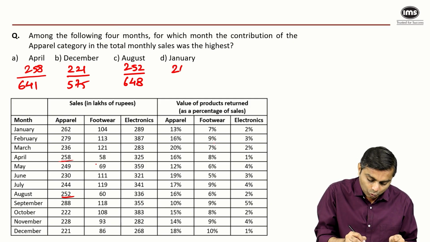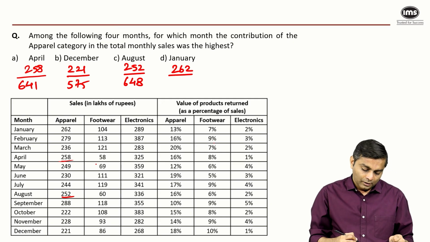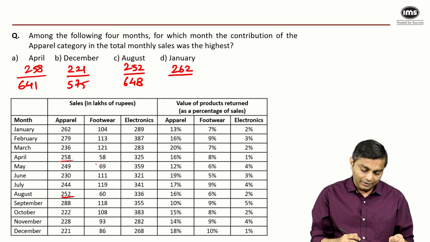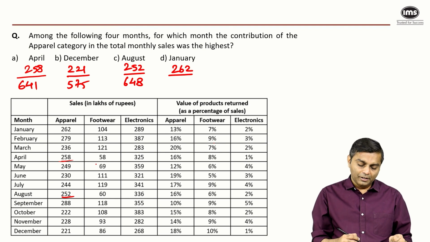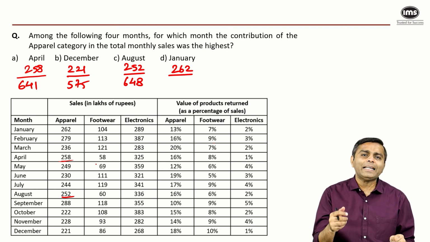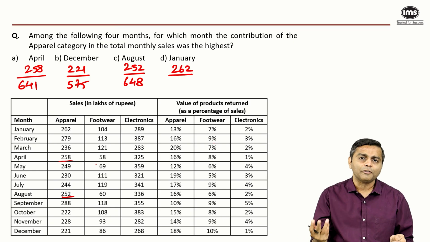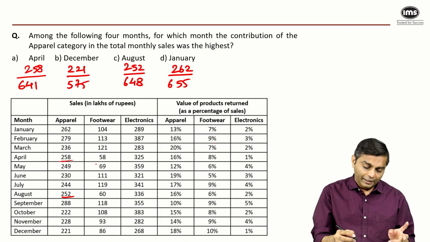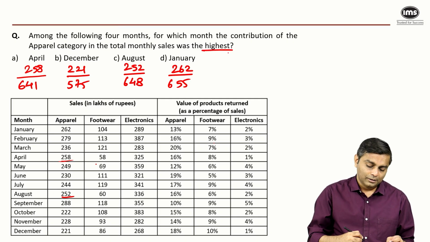January is what? 262 on. 262, 104 is 366, 366 and 289. 300 and 200, 500, 66 and 89. 90 and 65 is 155. So this is going to be 655. Perfect. Okay. We want to find out what the highest percentage is.